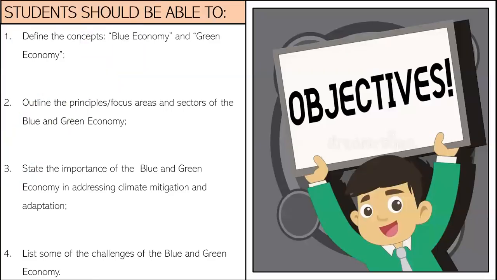At the end of this lecture, students should be able to define the concepts blue economy and green economy, and outline the principles or focus areas and sectors of both the blue and green economy. They're supposed to be able to state the importance of the blue economy in addressing climate mitigation and adaptation. And they are also supposed to be able to list some of the challenges of the blue and green economy.